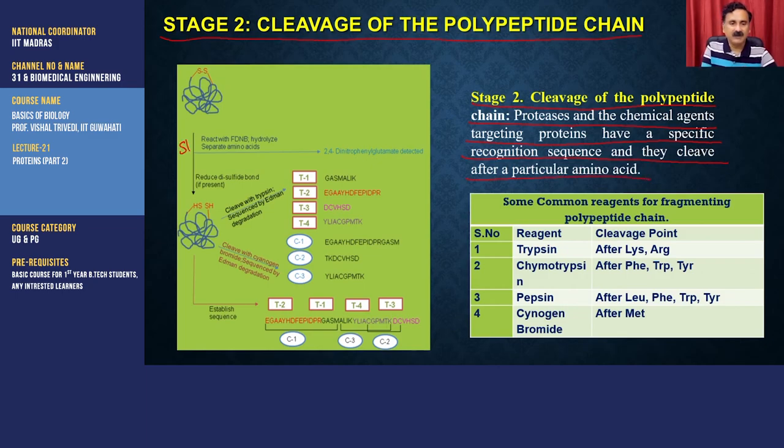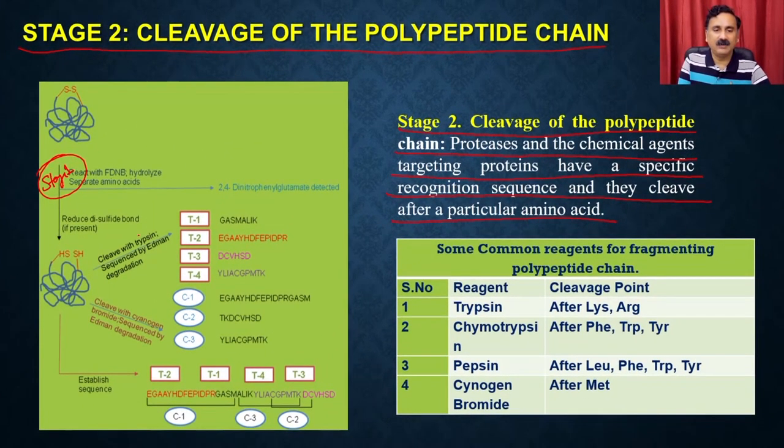So stage 1 is over, where you have destroyed the disulfide linkages by the two approaches we have just discussed. Now in stage 2, you are going to cleave the protein with enzymatic or chemical methods. Some common reagents for fragmenting the polypeptide chain: you can use the enzyme trypsin. Trypsin has its cutting site after lysine or arginine, which means wherever lysine or arginine is present.